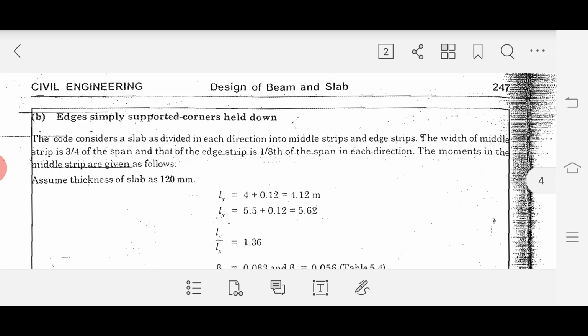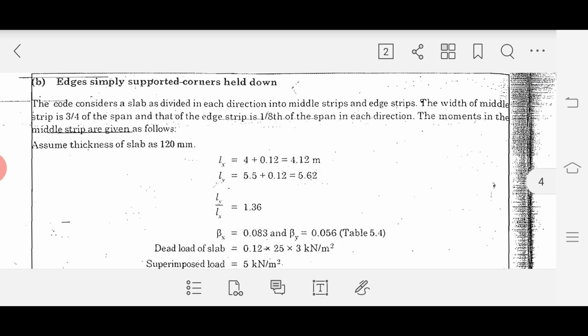There is one case, edges are not simply supported. I will attach the PDF, don't worry, I will attach the PDF along with this video, so you can see this answer for the previous question. If you try to understand line by line, that's it. Nobody can beat you in slab.